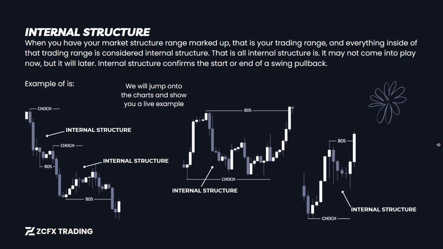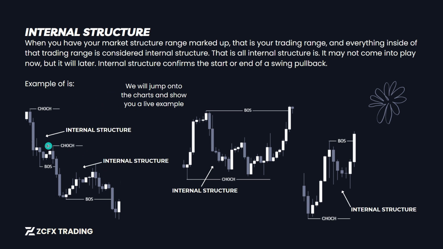Moving on to internal structure, you hear me mention this one as well. Internal structure is very important. So internal structure is essentially where you have your market structure range marked up. That is your trading range, right? So your range high and low, that is all your trading range. And everything inside of the trading range is considered internal structure. That is all internal structure is. It may not come into play now, but it will later. Internal structure really confirms the start or the end of a swing pullback.